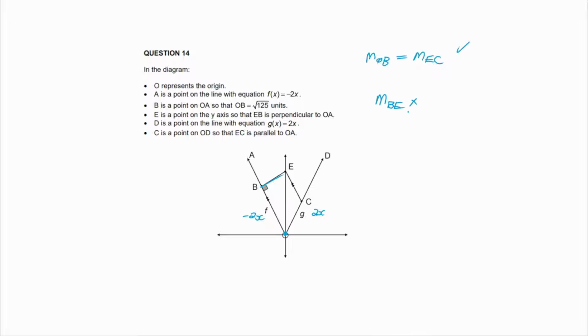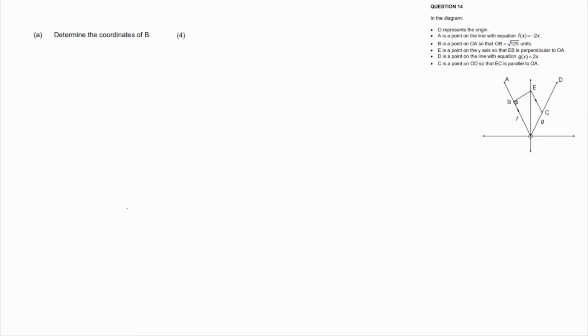BE times the gradient of OB is equal to -1. We know that, but remember we can replace OB with MEC, because they're equal. So this might come up as well. And what else? This is a y-intercept of these lines, which could be helpful, and we know we can do Pythag in this triangle because this is root 125 units. That could be coming up. So let us have a look.